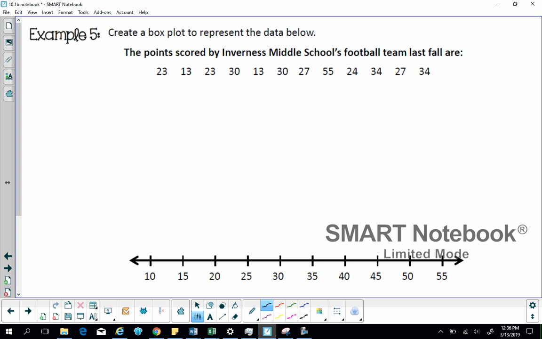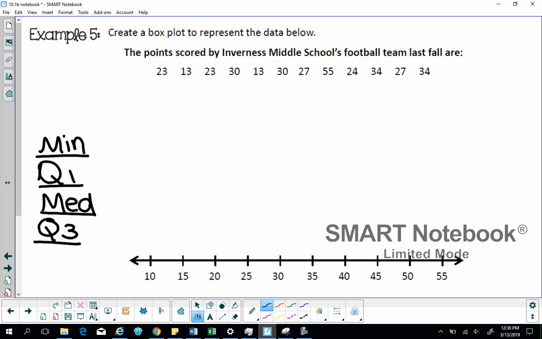So what we're going to be doing today is a 5-number summary. You may have remembered this from middle school. I think you haven't looked at it since 6th grade, though. So what it is, it's your min, your Q1, which is your quartile 1, your median, your quartile 3, and your max.